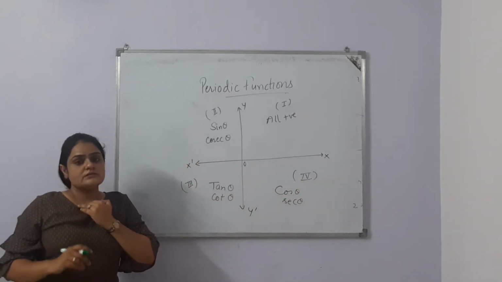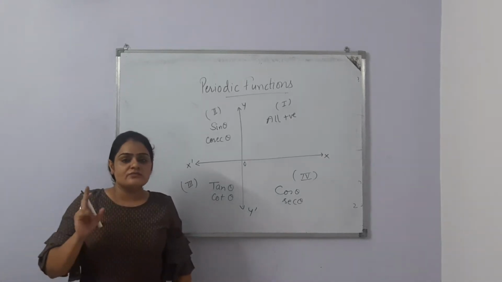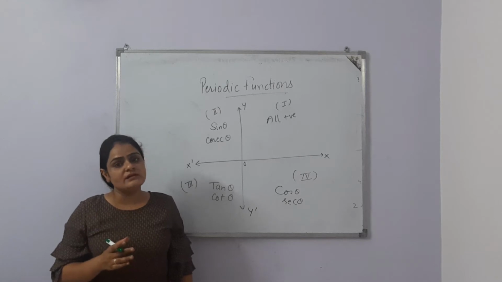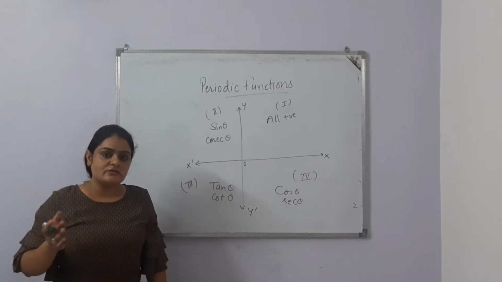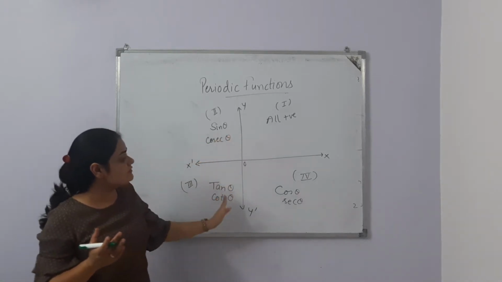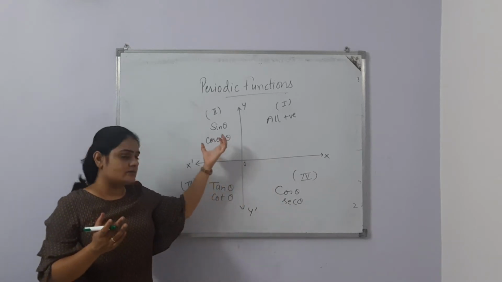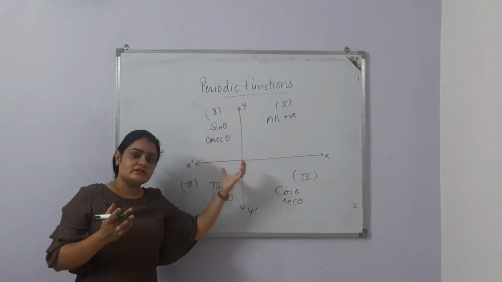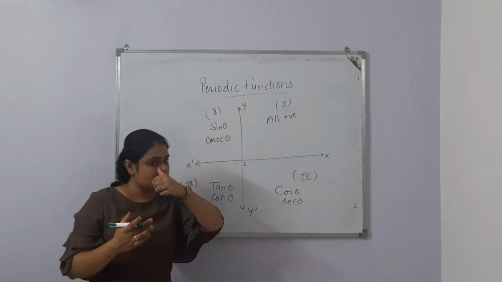If you want to know how this occurs, it is in the very first video of trigonometric functions. Kindly watch that video and it will be clear to you how this occurs. So all these 4 quadrants contain some trigonometric ratios: in the second quadrant which ratios are positive, and in the third and fourth, and as well as in the first.